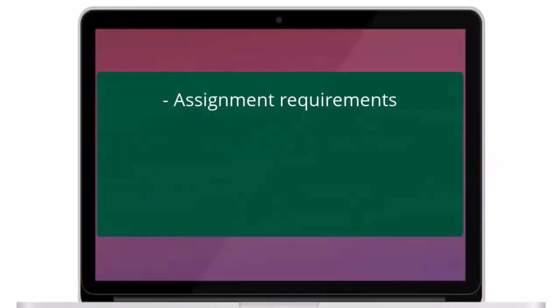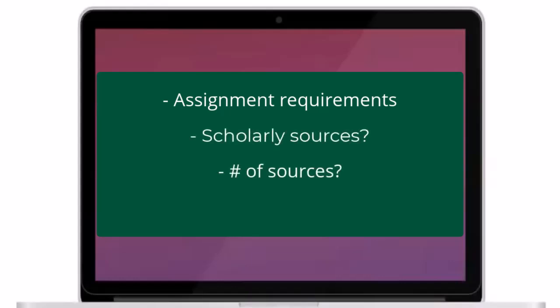Before we start our research process, we need to first read the assignment requirements and identify and highlight important parts. We should determine if we need scholarly sources, how many sources we need, and how new they should be.